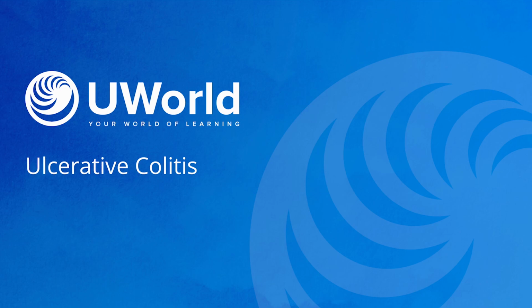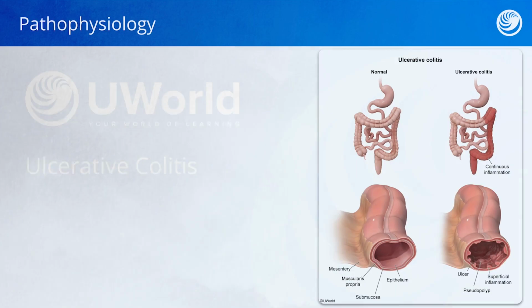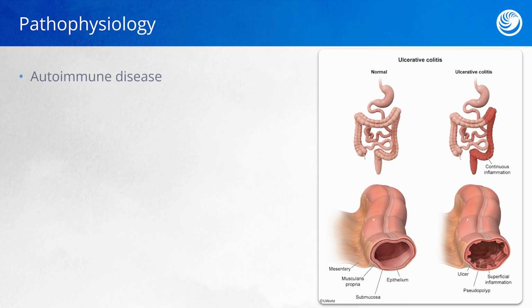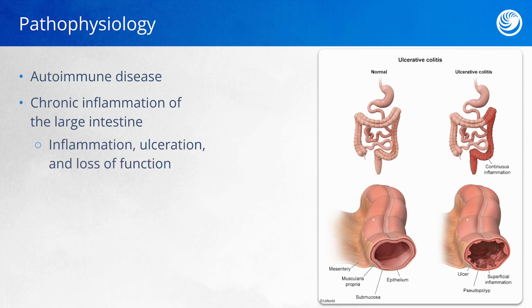This topic is ulcerative colitis. Ulcerative colitis is a chronic autoimmune condition that affects the inner lining of the colon, hence the term colitis. Clients with ulcerative colitis will have recurrent periods of inflammation that affect the colon, and this leads to ulceration of the GI mucosa as well as loss of colon function.